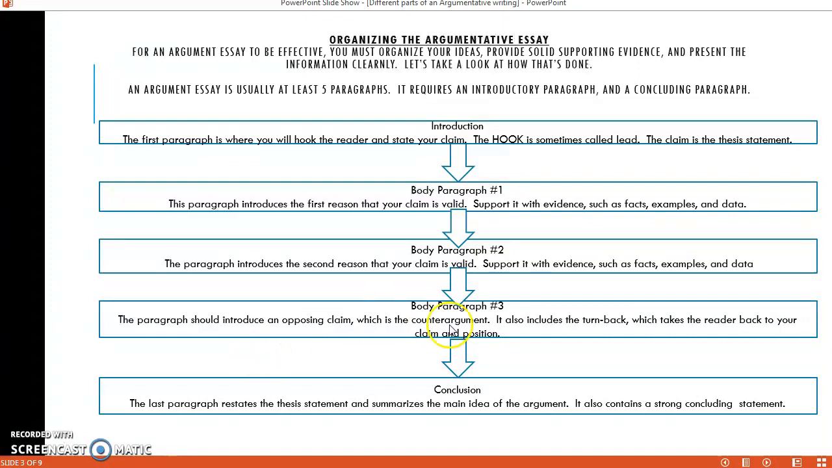All right, paragraph 3 or body paragraph 3. This is when you introduce an opposing claim or the counter argument. So you're going to have to think about what would somebody who disagrees with me say. And so that's when you introduce your counter argument. And then you're also going to include the turn back, where you're going to bring it back to your claim in your position. So this is all in body paragraph 3. And then your last paragraph is the conclusion. That's where you restate your thesis statement and summarize the main idea of the argument. You also need to make sure you end your essay with a really strong statement.